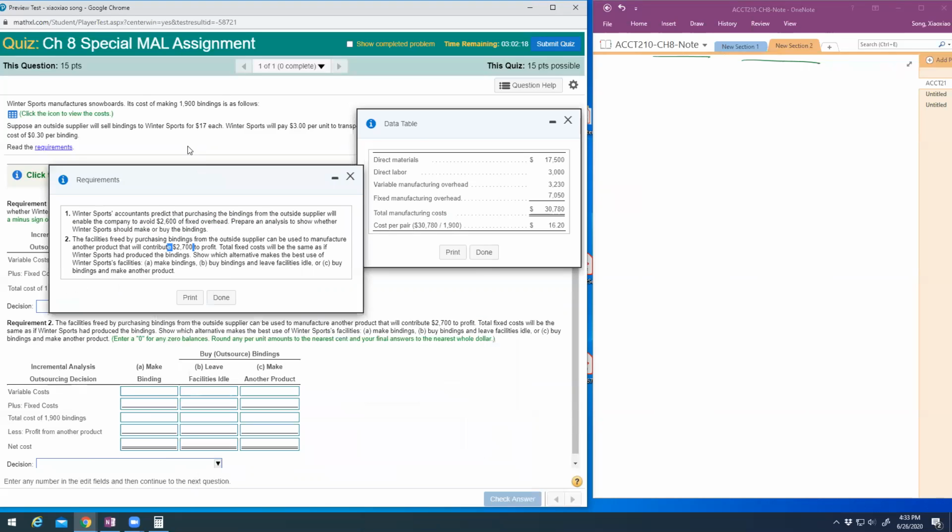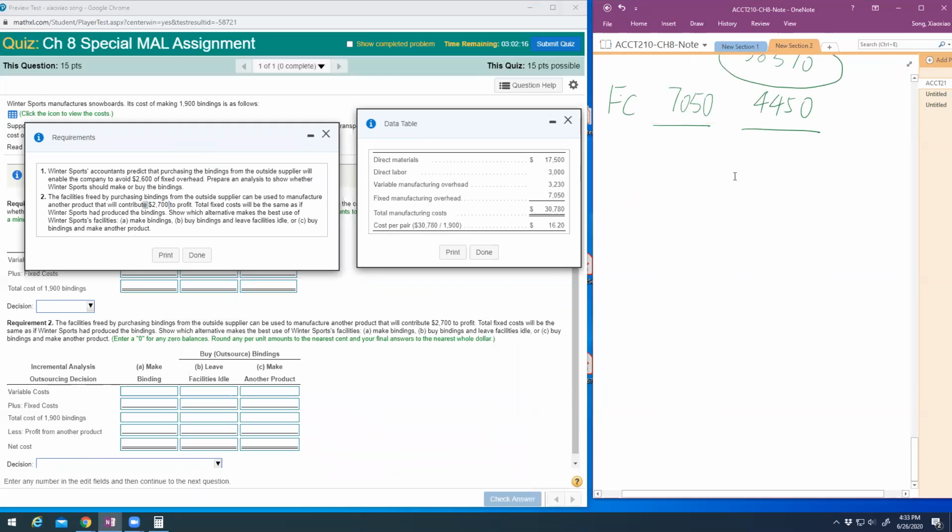Now you have three situations, right? The first one is you make. Second is you buy and leave it idle. Third one is you buy and do something else. So now you get your make, buy, and then do something else.